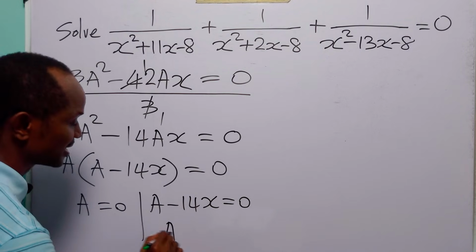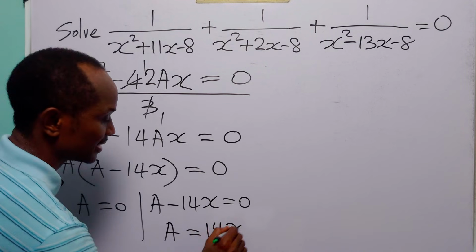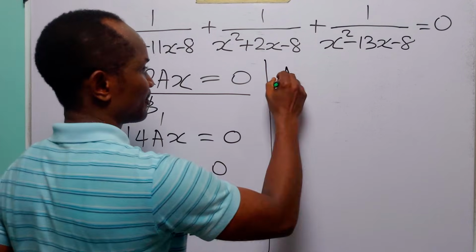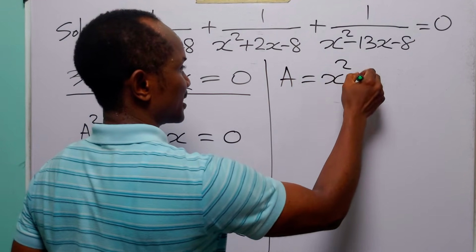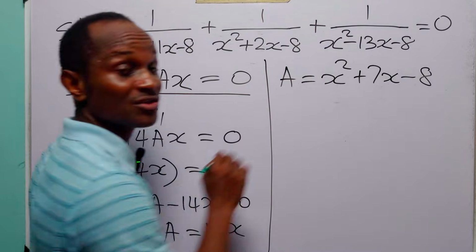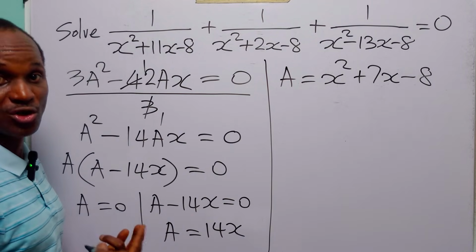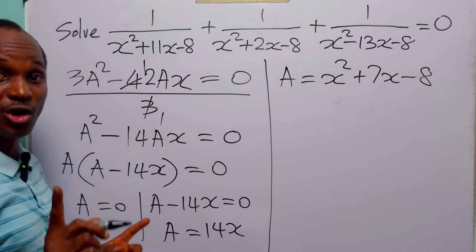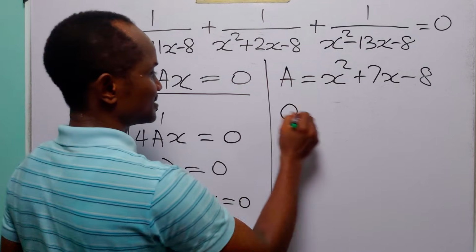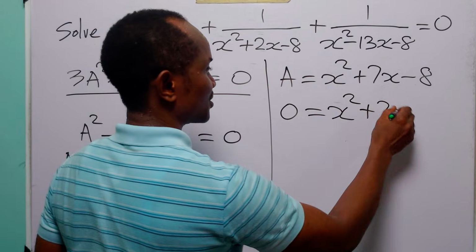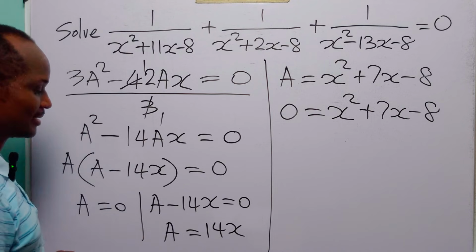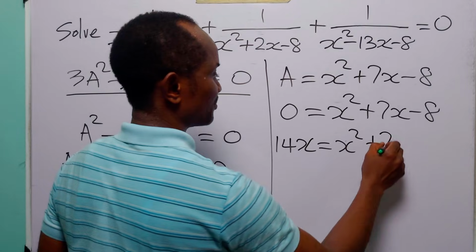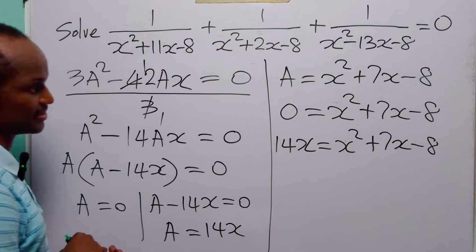Of course, from here, we have that a is equal to 14x. Now, let us remember that a is equal to x squared plus 7x minus 8. So that means that the two equations we have to solve to find the real values of x that satisfy this rational equation are 0 is equal to x squared plus 7x minus 8, and 14x is equal to x squared plus 7x minus 8.